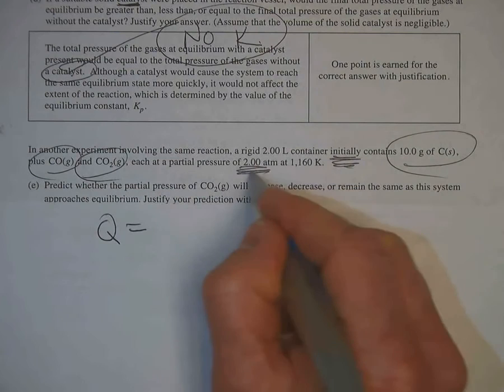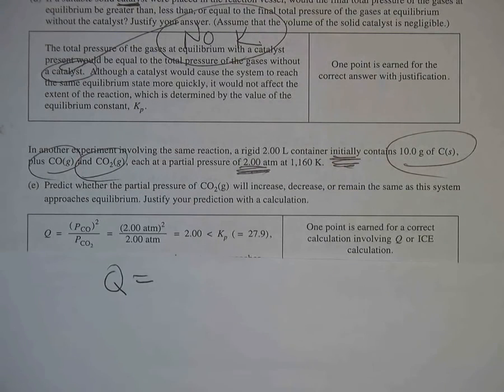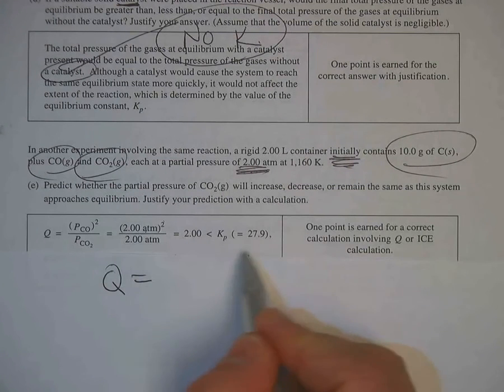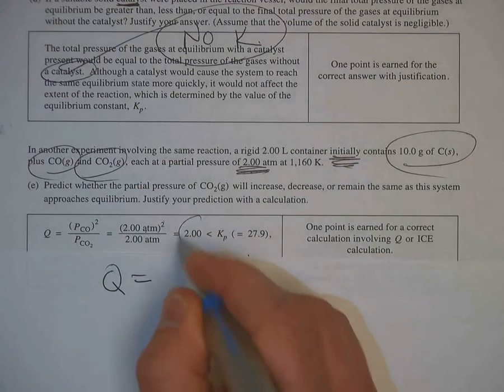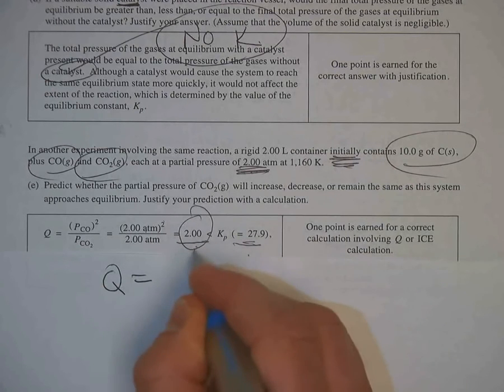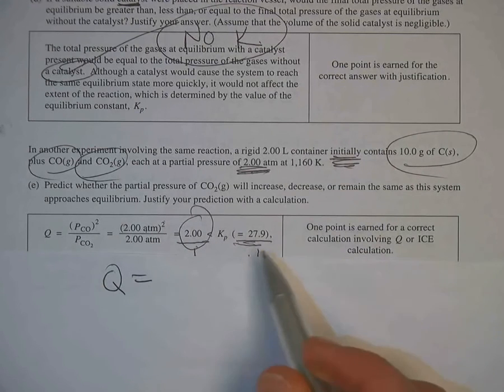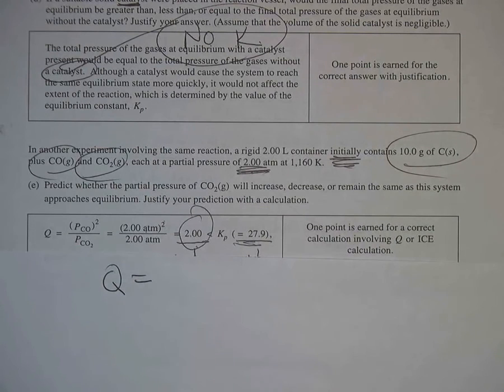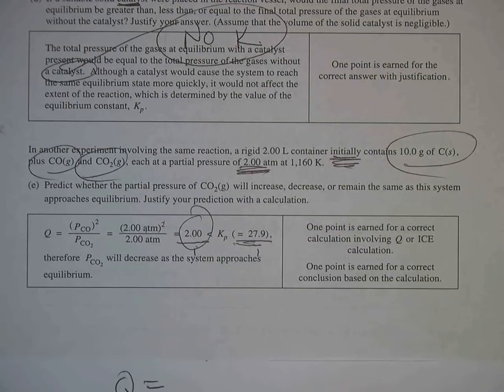So it says the partial pressure is 2. Calculate Q. 2 squared divided by 2. You end up with 2. And then compare it to K. So I'd say take them and write them over 1. Take them and write over 1. Okay? What does 2 have to do to get to look like 27? Well, it's got to get bigger, right? So you have to get more products, so it should shift to the right. Therefore, PCO2 should decrease as the system approaches equilibrium because it asks you what would happen to CO2.